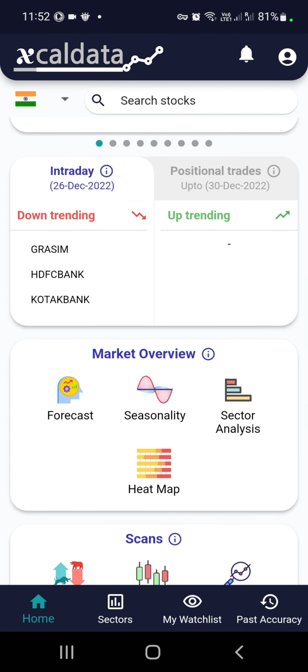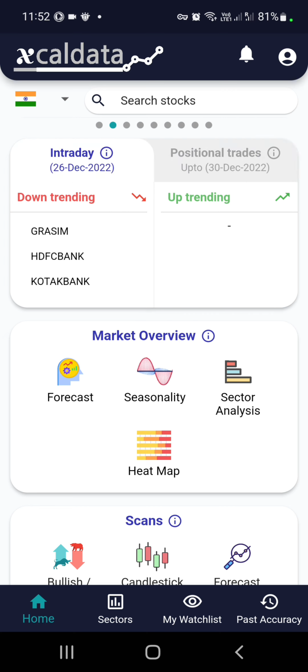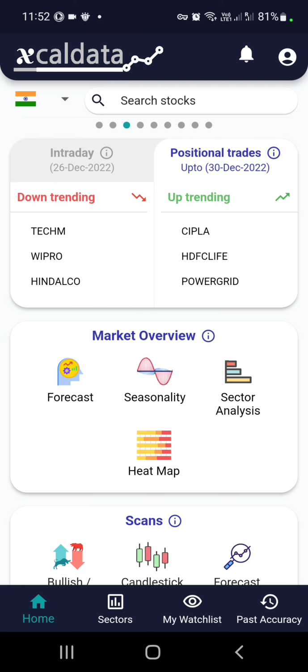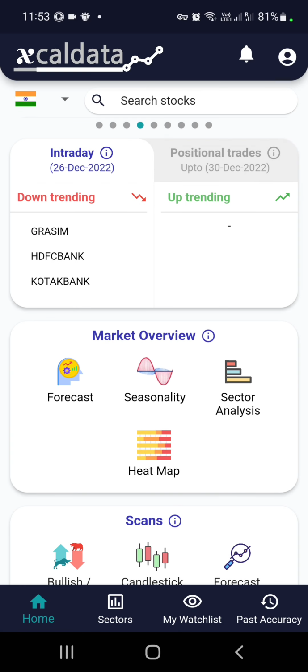Going back to the landing page, you see the intraday and positionals. These are stocks that are ideal for intraday trades, and these are stocks that are ideal for positional trades. So what does this actually mean? You can look at the info icon, and you can get a view on it. Basically, the downtrending stocks show you the stocks that are most likely to go down, and the uptrending stocks are those that are likely to go up.